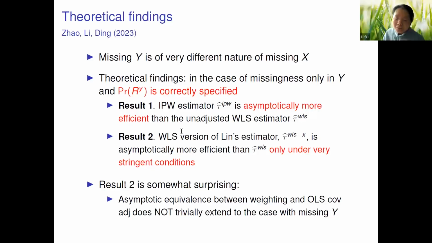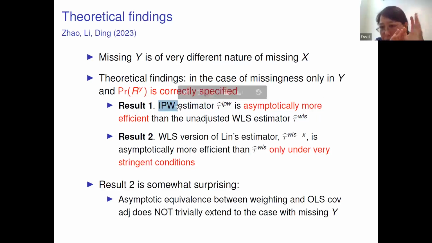Sorry, I have taken up too much time. I don't know if anyone... No. I think that's a very good argument. But if you look at result 1, we actually show that a raw IPW, without even these balancing weights to improve the weights, is asymptotically more efficient.